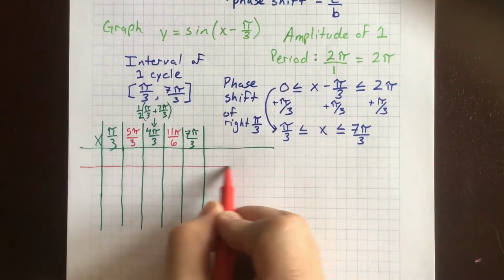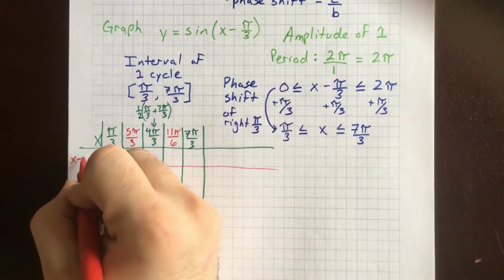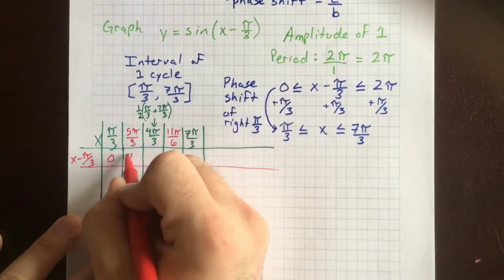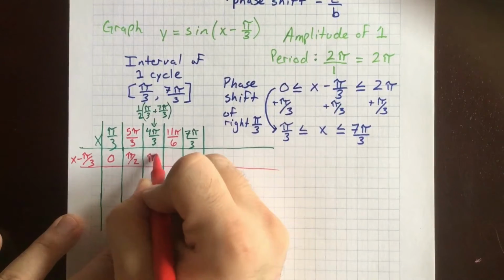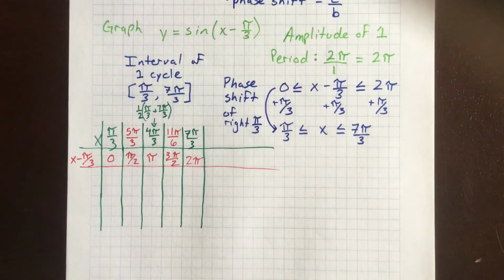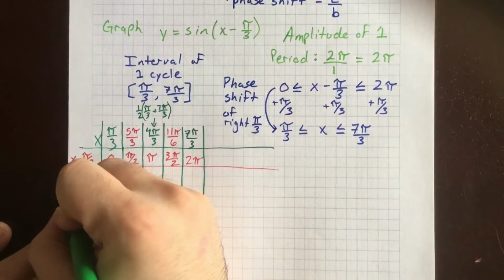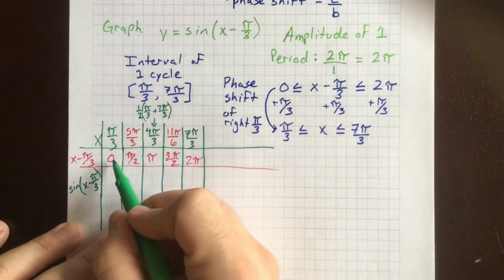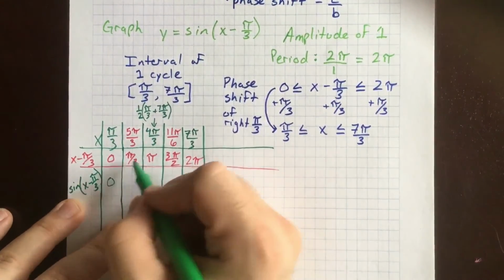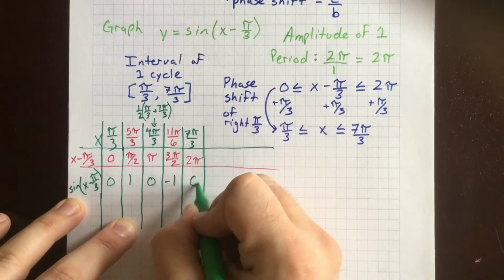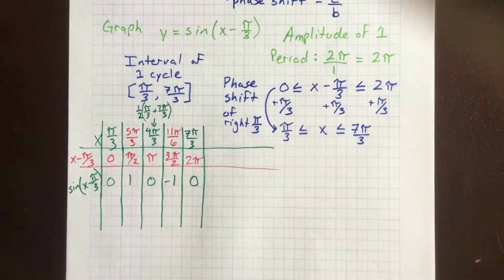So let's do our next row, which would have been x minus pi over 3, which we know by this point is going to be 0, pi over 2, pi, 3 pi over 2, and 2 pi. So that's a common thing every time. If we just know that, it's going to help us. Now when I go and say I want the sine of x minus pi over 3, sine of 0 is going to be 0. Sine of pi over 2, 1. Sine of pi, 0. Negative 1, and 0 again. So we have exactly what we need to graph.